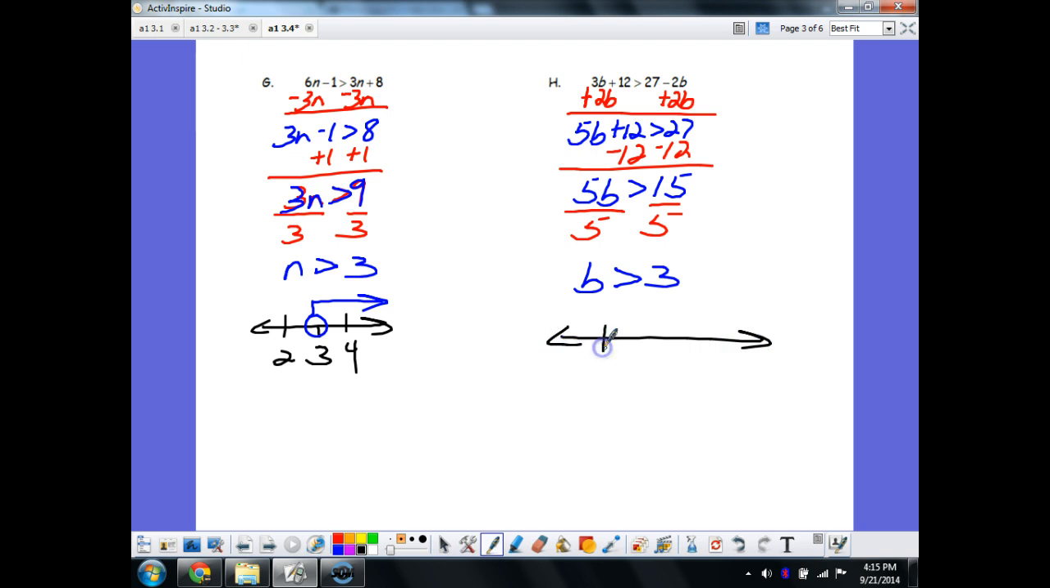To graph this, we have 2, 3, and 4. Open circle at 3, shading to the right, because if we tested 2, 2 is not greater than 3, so we shade away. In the next video, we'll look at some special cases when solving these multi-step inequalities.